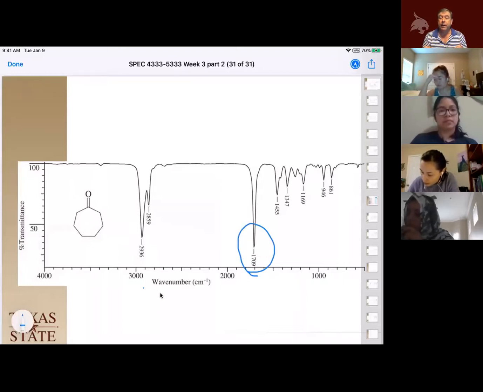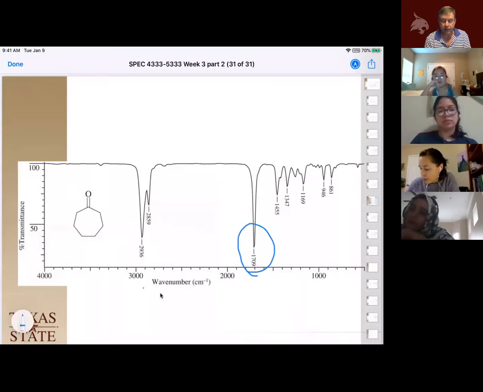Now, another way to think in symmetry, especially with rings or carbonyls here, is when you do your hydrogen deficiency index. Okay, remember each one of your hydrogen deficiency indexes can be a double bond or a ring. So you want to keep that in mind after you've calculated that.